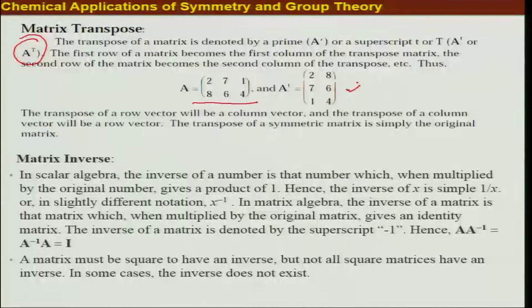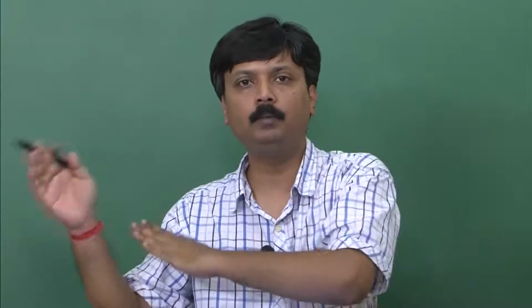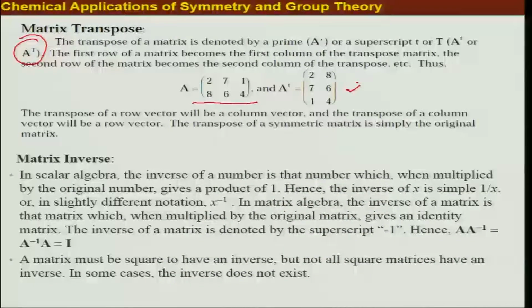All right. Next, we need to know what is the inverse of a matrix. So, in scalar algebra, the inverse of a number is that number which when multiplied by the original number gives a product of unity. Hence, the inverse of x is simply 1 upon x, because under multiplication x into 1 upon x will give me 1, or in slightly different notation I can write it as x inverse.